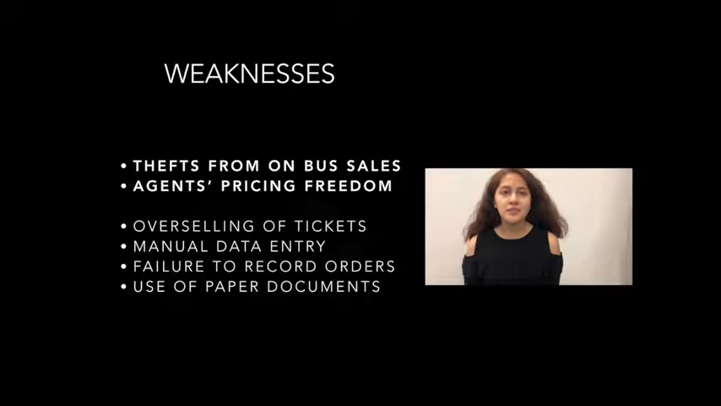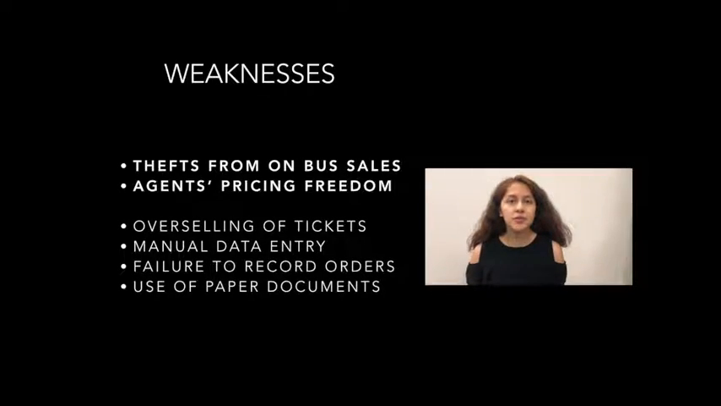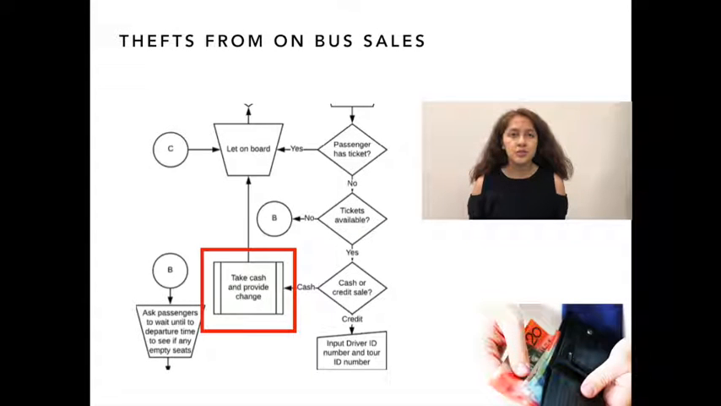Along the RBT process, there are several weaknesses that interfere with the objective, but the main ones we are focusing on are thefts from the on-bus sales and the agents' pricing freedom. RBT is using resellers to increase the sale of tickets for a particular tour, but the issue is that agents have the freedom to charge their own prices, and there is a time lag between the agents selling the tickets and the passenger list printed by the depot manager.